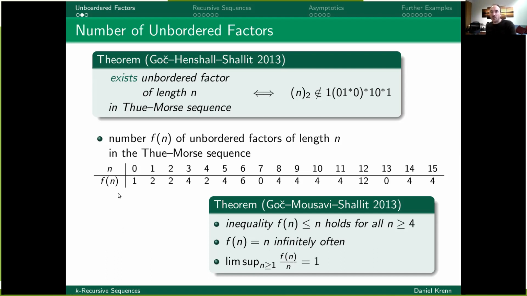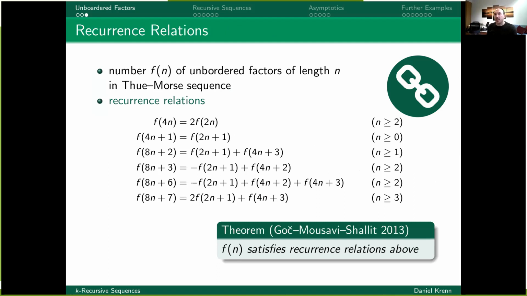The other thing is how to compute such values. And there is a nice recursive description. We'll also give you that here, because that will be of quite importance now. We have this kind of description of the number of unbordered factors of length n in the Thue-Morse sequence. On the left-hand side, you see here some 4n plus something, or 8n plus something. And on the right-hand side, you see finite sums of subsequences of that sum. And here we have, again, 2 to the something times n plus something.